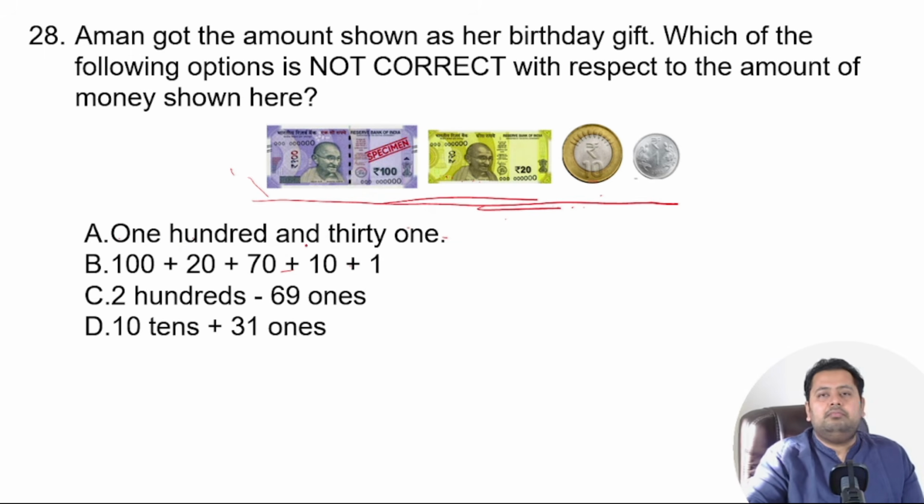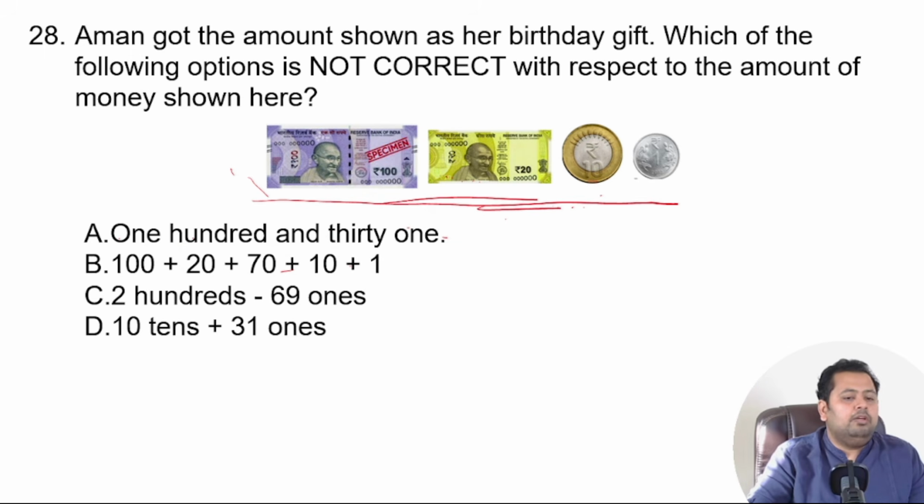And you have some numbers either in number sentences or in an expanded form. You have to find out what the option actually talks about, and you have to see which is equal to the amount of money shown in the image, right? Again, pause the video, solve it, we meet on the other side.